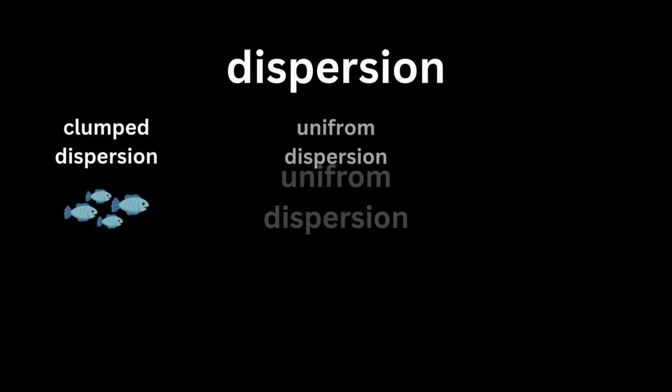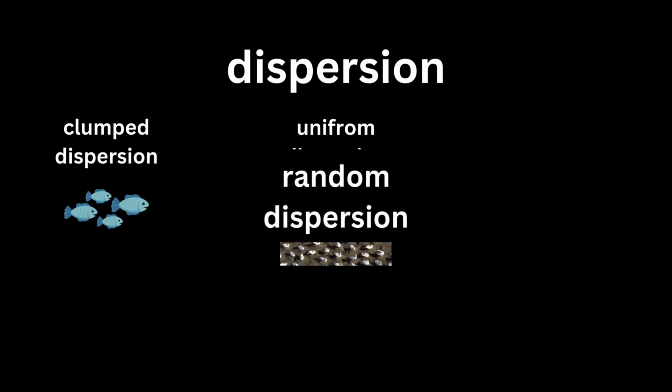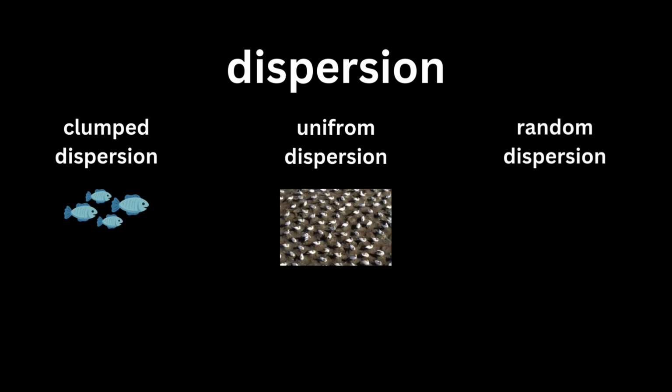Clump dispersion occurs when many individuals are packed closely together into groups, such as a school of fish when avoiding a predator. Uniform dispersion occurs when individuals are spaced evenly from one another, such as gannet nests in a breeding colony. Random dispersion occurs when individuals have an unpredictable distribution throughout their habitat. Individuals from a plant population with wind-dispersed seed are often randomly spaced from one another.